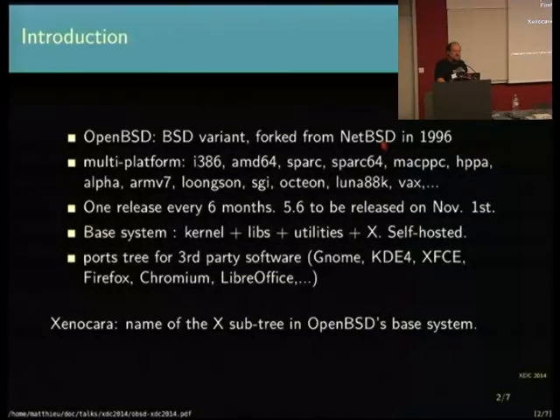So in OpenBSD, we have the subsystem called Xenocara, which is the OpenBSD source tree for X. It makes it easier for people to look at what's there and have a view of the complete system.